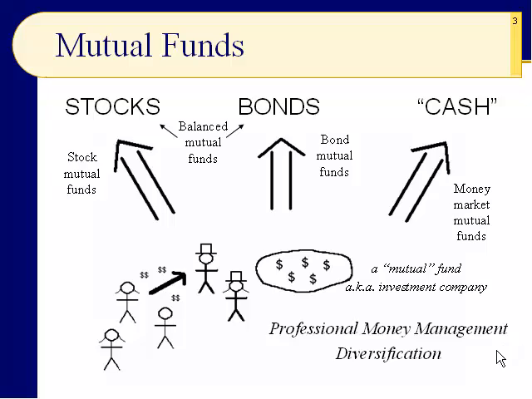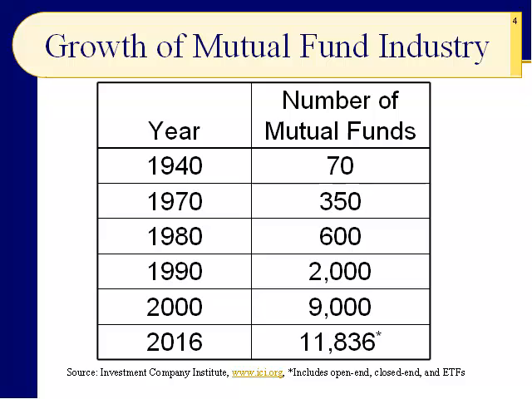Professional money management and diversification. Because they don't buy 10 stocks or 20 stocks. They buy 200, or they buy 250 bonds. That way, if one company goes down the porcelain, your portfolio barely notices it. But if you have 10 stocks and one stock blows up on you, that's not good at all. Indeed. Slide number 4.